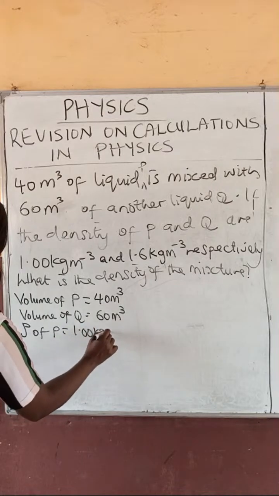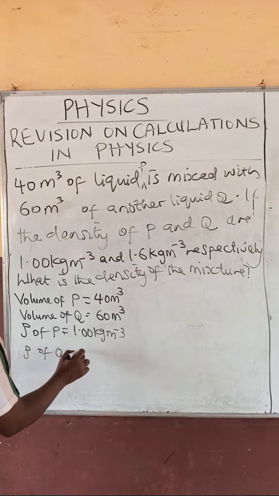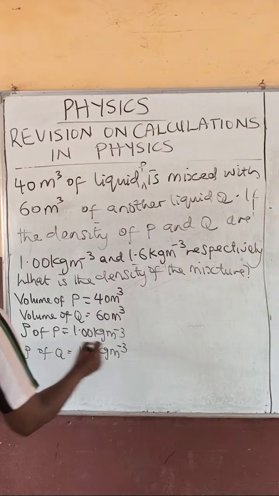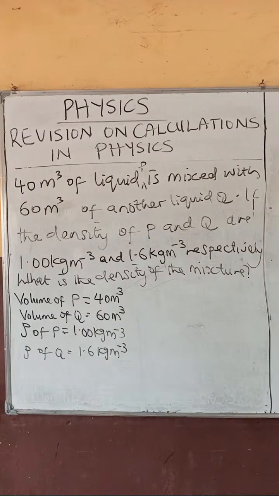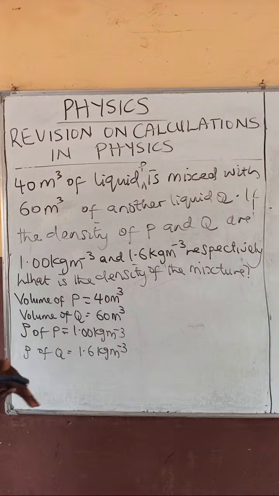1.00 kilogram per meter cube, right? Now the density of Q is given as 1.6 kilogram per meter cube. Now what you are going to do is to get the masses of the two different liquids. We are going to get the mass of P, and we are going to get the mass of what?